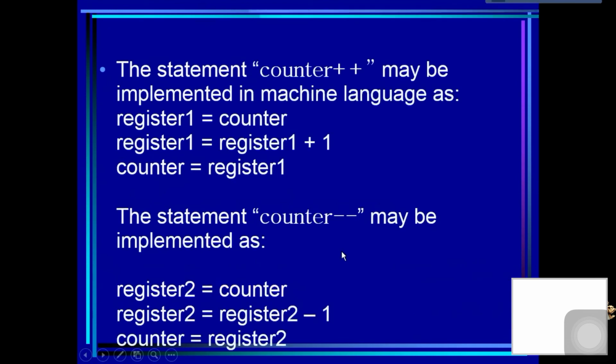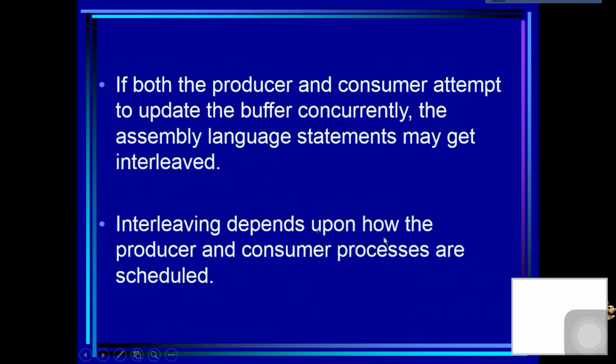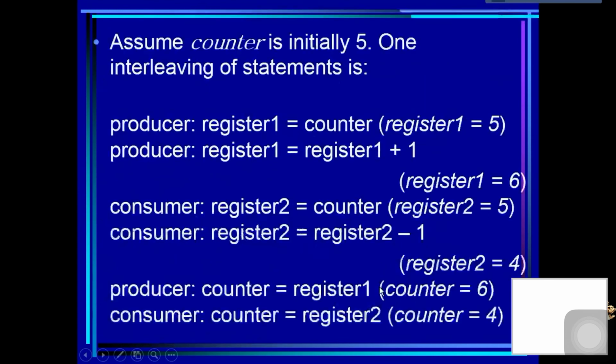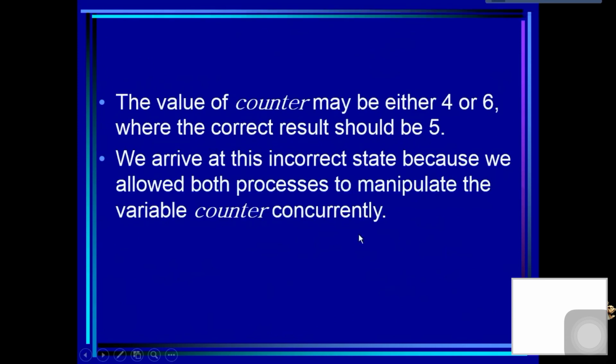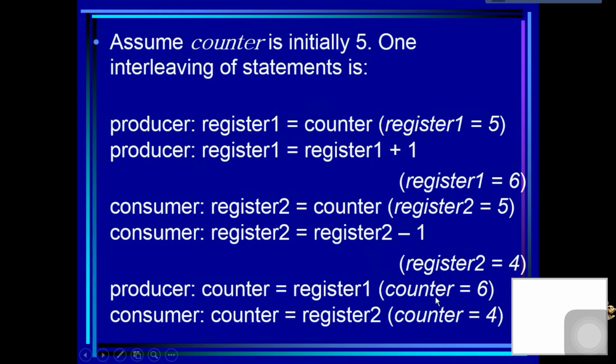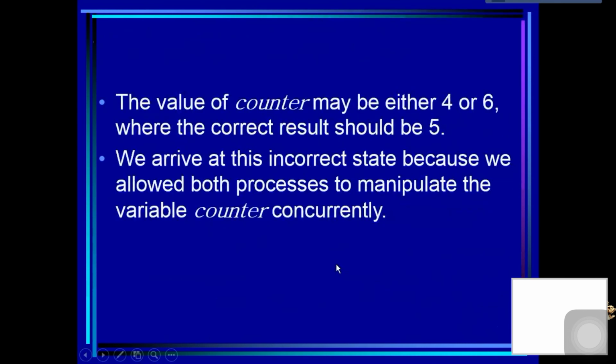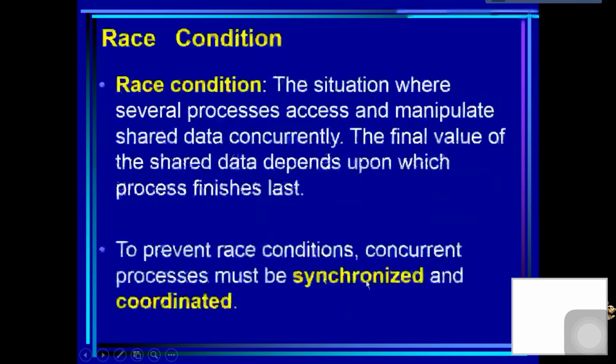So the operating system has to do something to ensure data consistency. This circumstance here, counter equals 6 or counter equals 4, we call data inconsistency. And the operating system has to do something to ensure data consistency. So let's look at it. First, let's learn some concepts or terms.